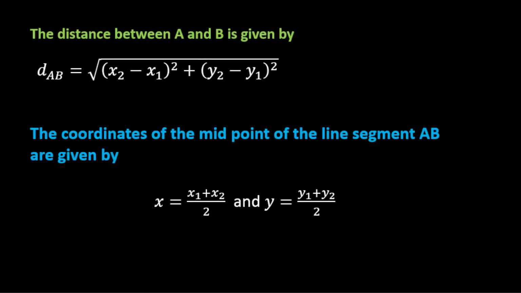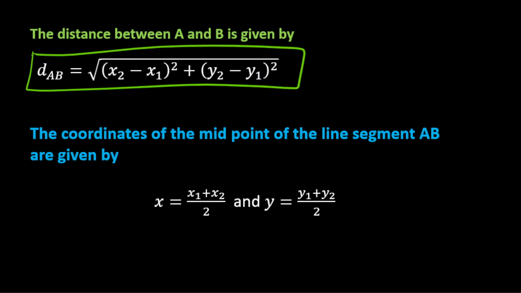Let us see a few other formulas. The distance between these 2 points we can find by using the distance formula. Distance AB is equal to the square root of x2 minus x1 whole square plus y2 minus y1 whole square. So this is the distance formula. The coordinates of A are x1, y1, and B's coordinates are x2, y2.